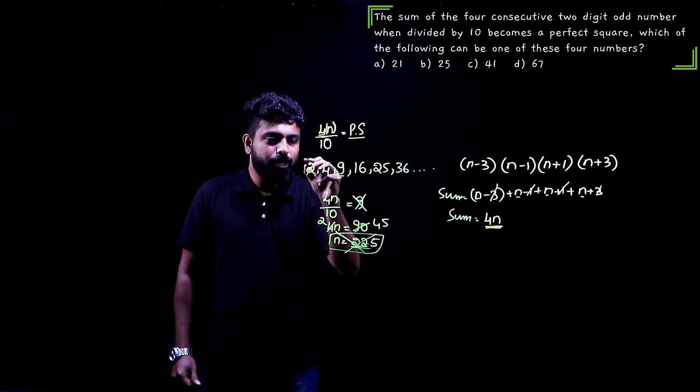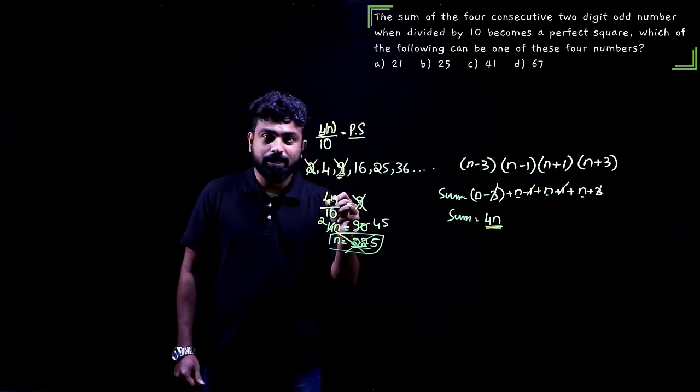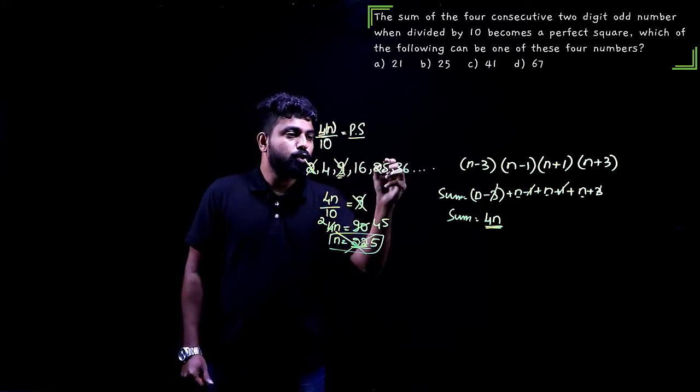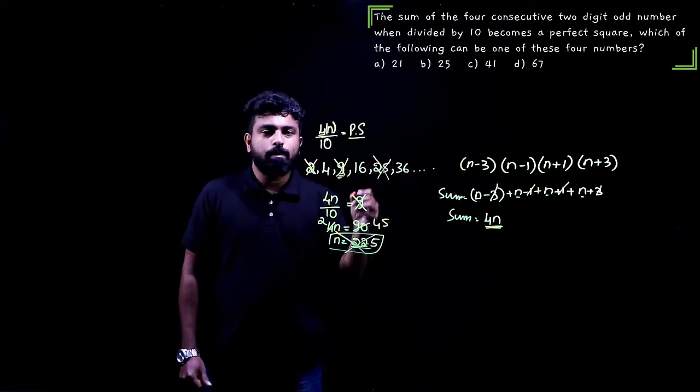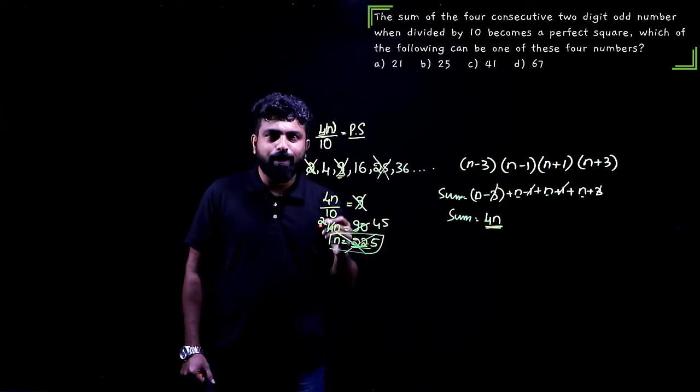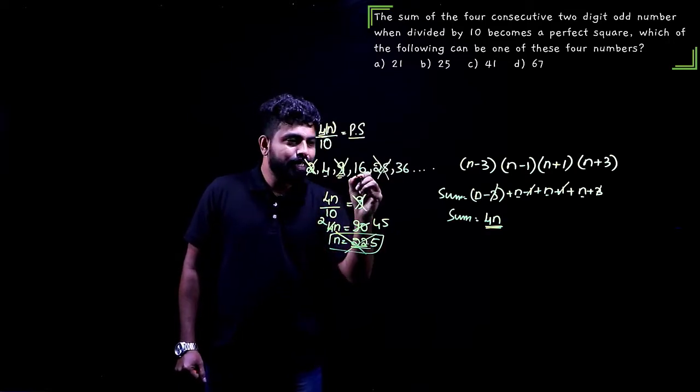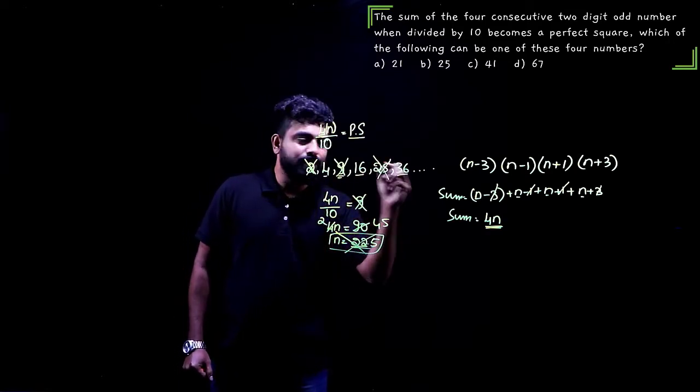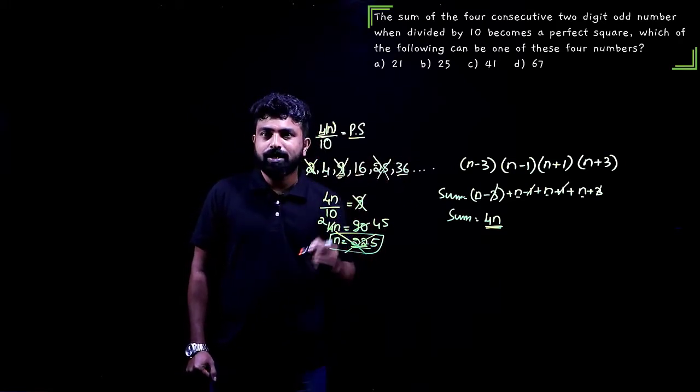I'll have to eliminate 2. I'll have to eliminate 9 because it's not divisible by 4. Again, 25 is also not divisible by 4, so I'll have to eliminate this as well. 4 is divisible by 4. 16 is also divisible by 4, and 36. So let me start substituting for these values.